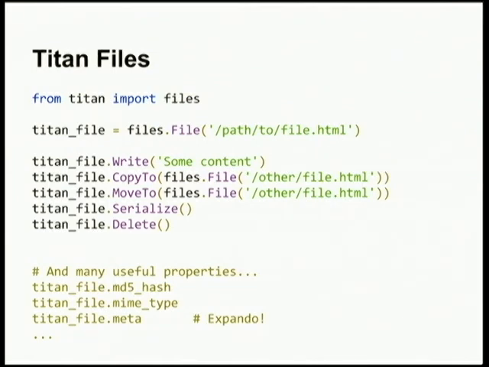You can write them, you can copy them, don't let it throw you that it's not in PEP8, and move to, serialize, you can delete them, and then there's some interesting properties on them that are useful, like a pre-computed MD5 hash, and MIME types that are directly servable as the content type. It uses an NDB Expando model underneath, so you can actually assign arbitrary metadata to the file and then query on that data because it's all flat underneath.